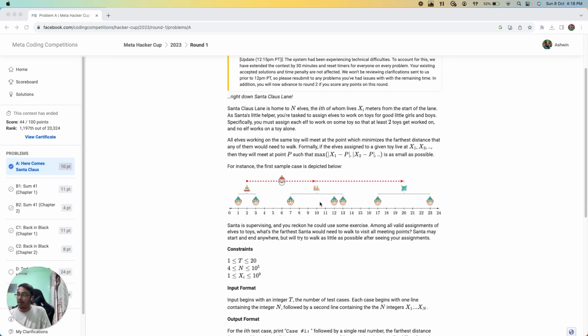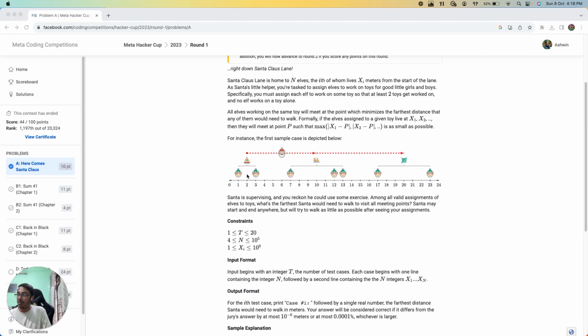Suppose this is the case. Here these 2 elves are working on the same toy and they will meet at some point P, that is 2 here. So Santa will go to this point and supervise them. Then these 3 are working on another toy, and they will meet at 10. So Santa will go from 2 to 10, then 10 to 20, where these 2 elves will meet. Each elf should be working on a toy and there should be at least 2 elves working on the same toy.